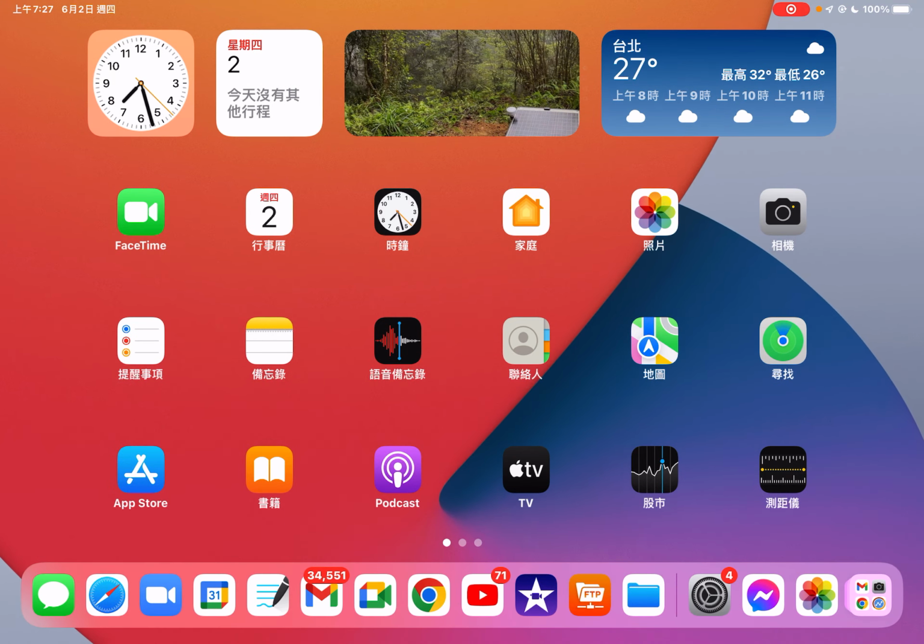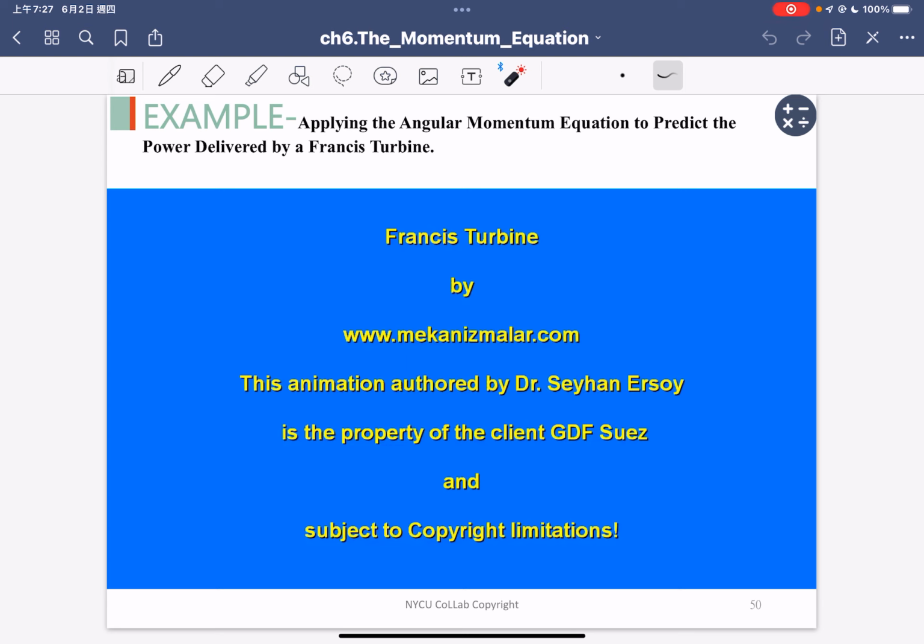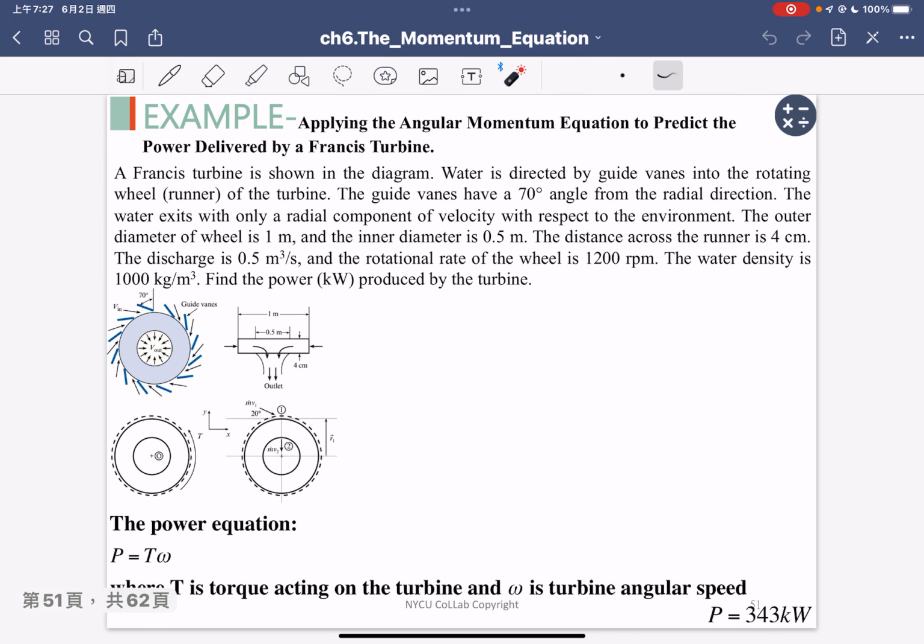Okay, so the movie just showed the idea of how a Francis turbine works to generate power. Okay, so we go back to see our questions.